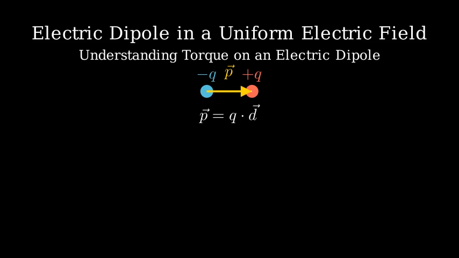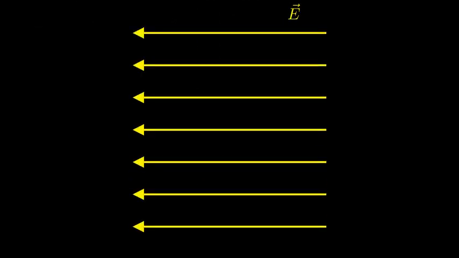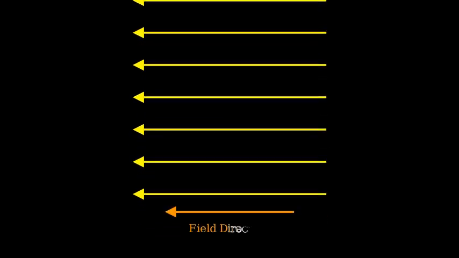Now, let's introduce a uniform electric field. A uniform electric field has the same magnitude and direction at every point in space. We typically represent it with parallel field lines. By convention, electric field lines point in the direction that a positive charge would move if placed in the field.